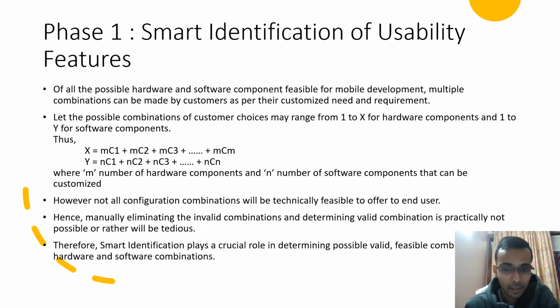On that note, let's look at the equation that has been given. Here M stands for the number of hardware components, N stands for the number of software components, and the variables X and Y are the possible combinations: X for the possible hardware components and Y for the possible software components. But this is on a generic level. On a practical basis, all the possible combinations already mentioned are not technically feasible at all. If we sit and try to find all these features and then eliminate the ones which are not required, it is practically not possible, or rather a very time-consuming activity. Hence the keyword smart identification comes into the picture.